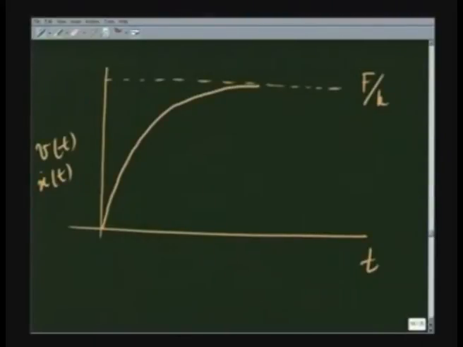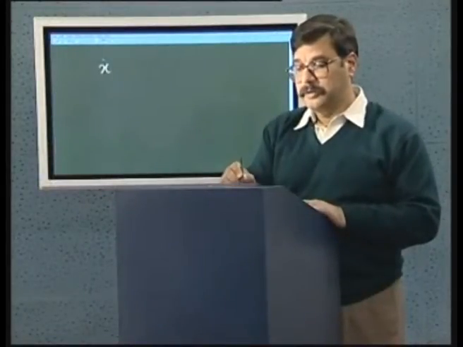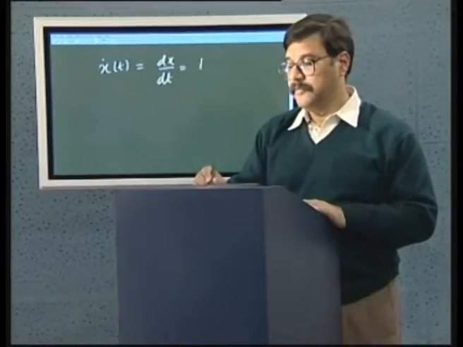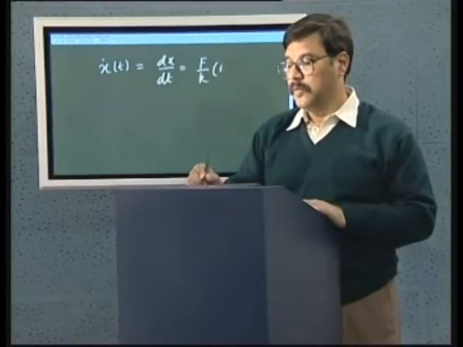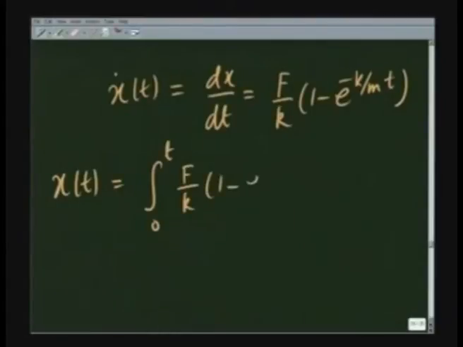How about the distance traveled? Well, for that I again integrate it. So I have x dot t equals dx dt is equal to F over K, 1 minus e raised to minus K over m t. So x at t is again going to be the integral from 0 to t, F over K, 1 minus e raised to minus K over m t prime, dt prime.